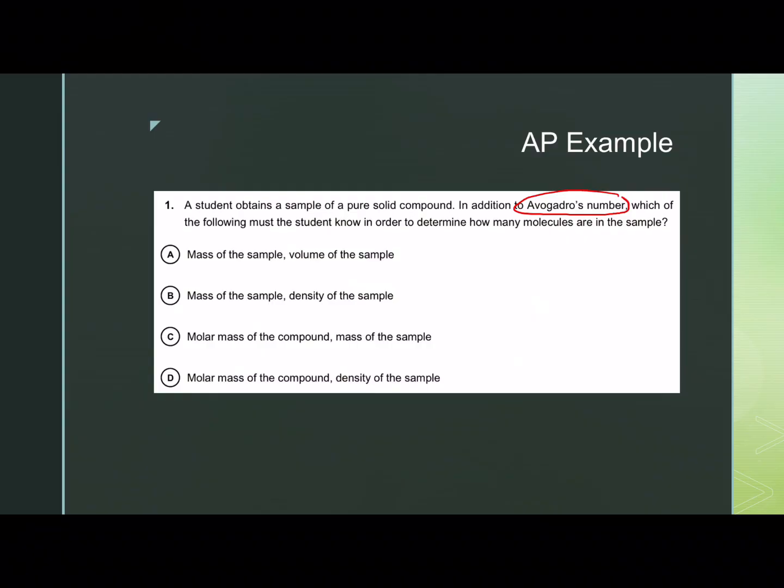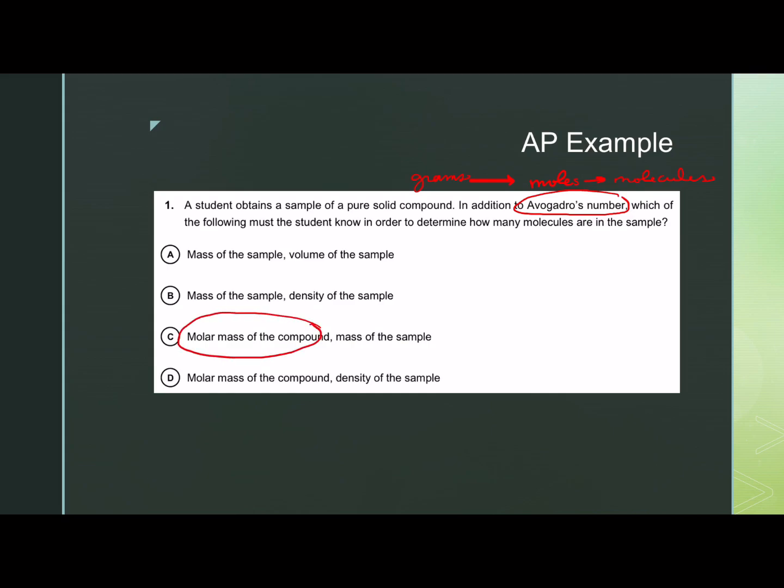The question mentions Avogadro's number, which we know is used to convert from moles to particles, which could be molecules or atoms. In this case, molecules is being asked about. How do we get to moles? Well, we know we could get there from grams if we know the molar mass, which is a choice in 2 of these selections. To get from grams to moles, however, we need to know how many grams we're starting with, which is the mass of the sample. The correct answer for this problem is C.